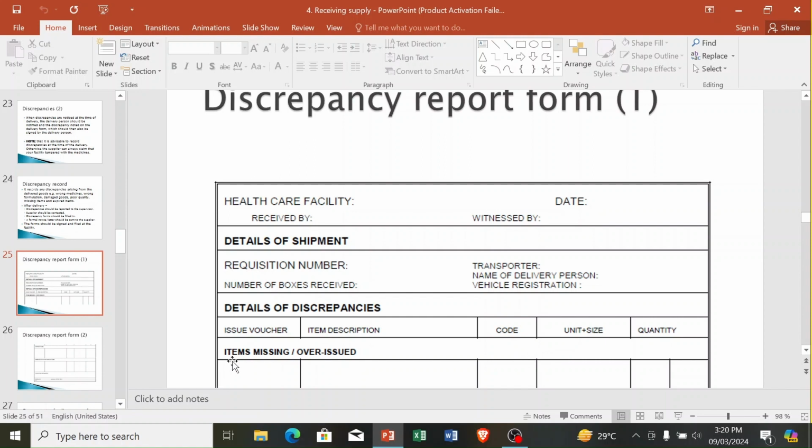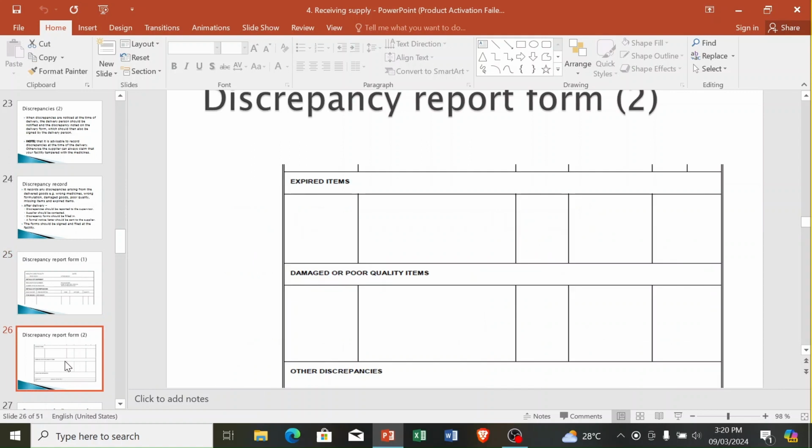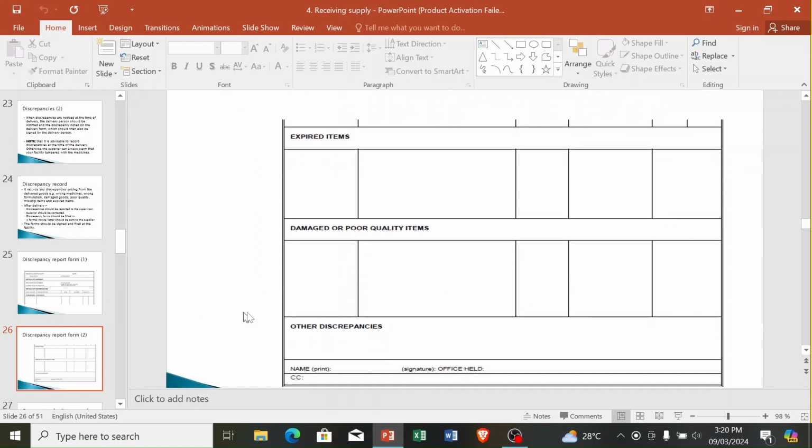So the first thing we record is those items that are missing: we record their issue voucher, their item names, and those that are over issued, like surplus, those that are many, we record, and then what are their codes, the unit, and then the quantity. And then the second thing we check is the expired ones, their issue voucher, and then those other particulars. And then damaged, those that are damaged or poor quality items, we also record. And in case we have other discrepancies apart from the ones stated above, we also record.